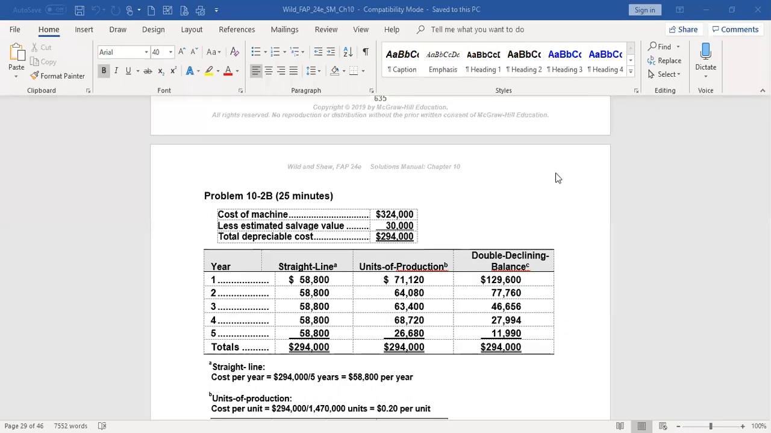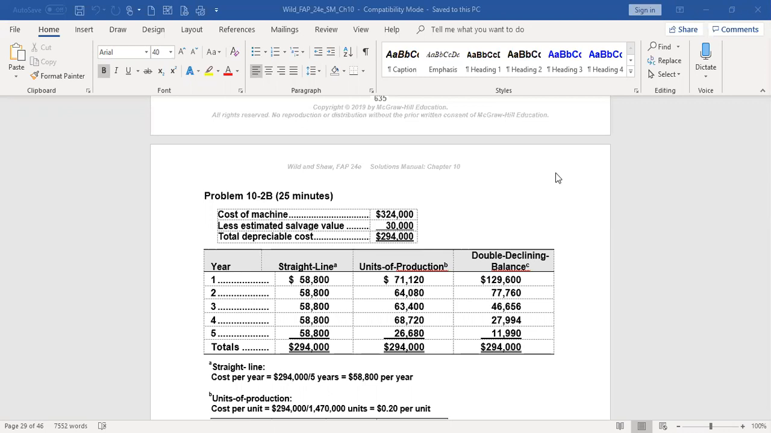Okay, everyone, we are now going to go over 10.2b and 10.3b, your practice problems for chapter 10. So I'm on page 390 of your book. On January 1, Manning Company purchases and installs a new machine costing $324,000. It has a 5-year life and an estimated $30,000 salvage value. So there's the three key things we need so far: cost, life, salvage value.